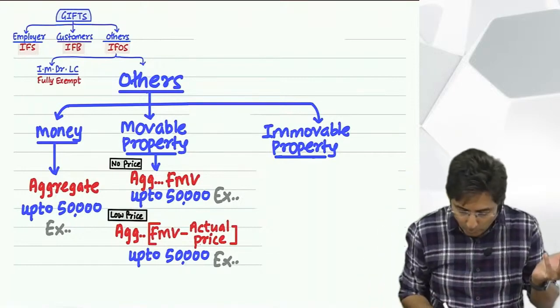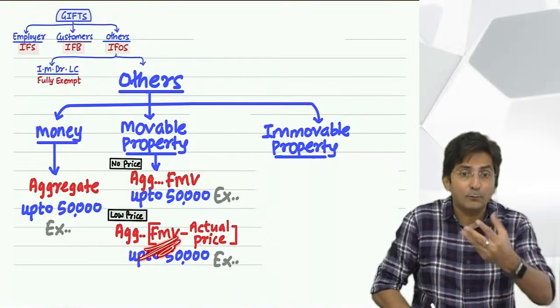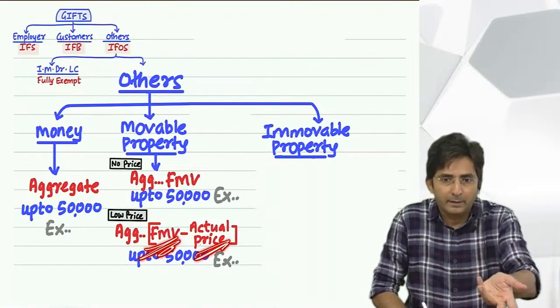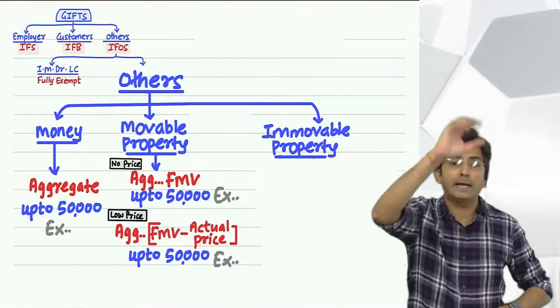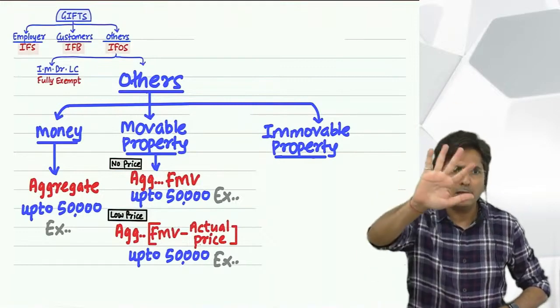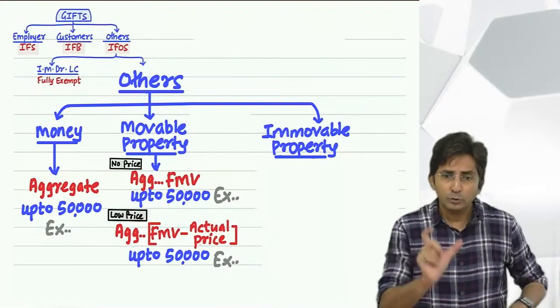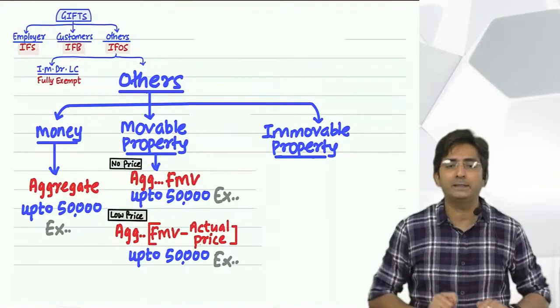I hope you understand how this formula came. FMV is that 1 lakh in my example, and the actual price is 10,000 which I have paid. And obviously the difference is my gift. If someone says no, the full 1 lakh is your gift, why 1 lakh? For the 1 lakh, I have paid at least 10,000. So remove that, and the difference is treated as my benefit. And only on the difference do I have to pay the tax.